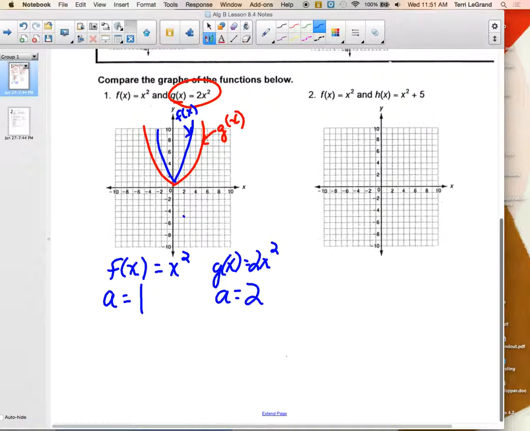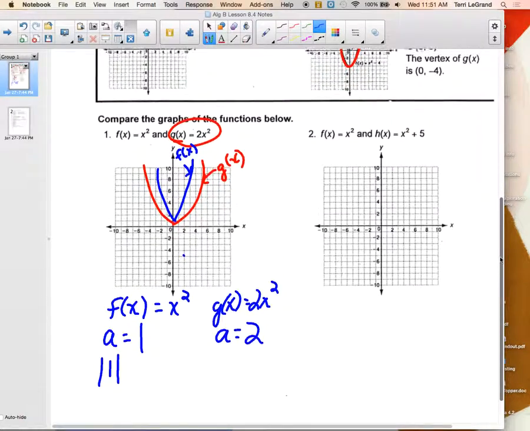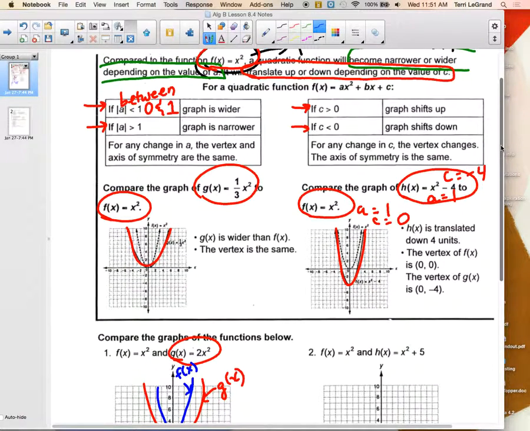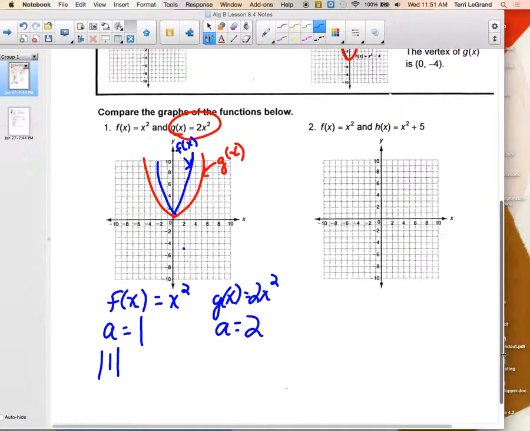Okay, now go back up in your notes and see what happens when the absolute value of a, well, the absolute value of 1 is what? Absolute value of 1 is 1, right? Absolute value of 2 is 2. Let's go up here and see what our choices are, is less than 1, is greater than 1. Well, that parent function is always going to be 1, so we don't even have to do that part. We're going to do it for the other one, though.